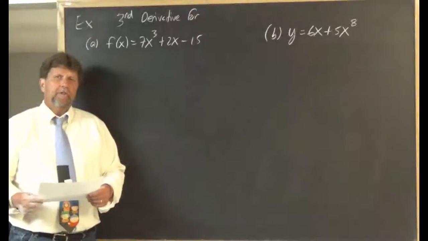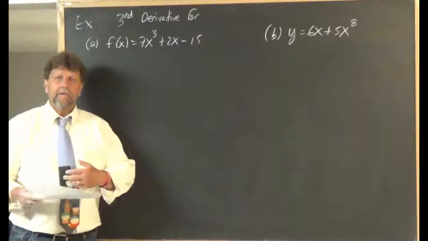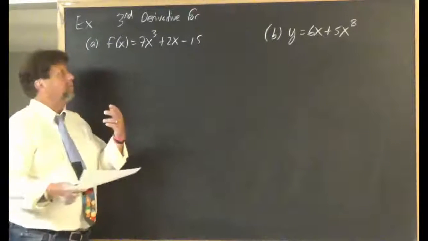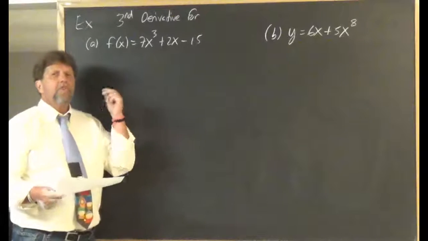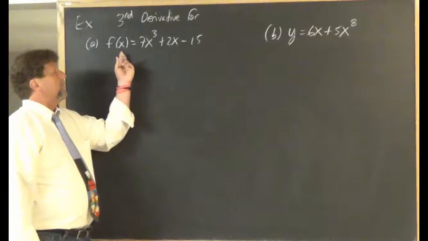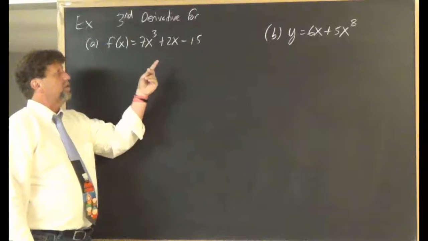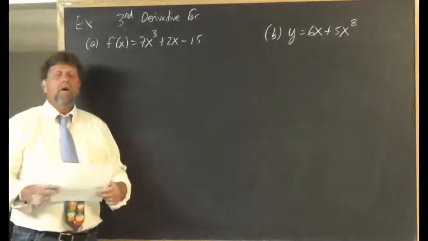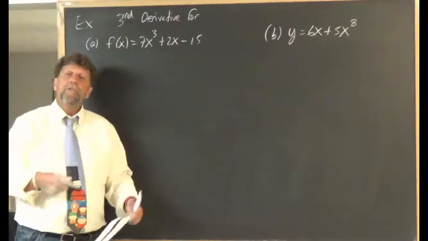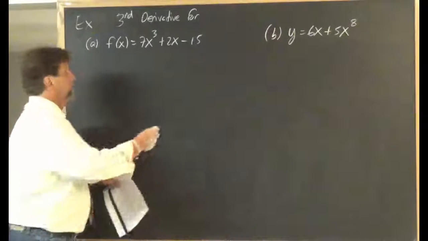All right, we just took a brief look at higher order derivatives. Keep in mind a higher order derivative just means derivative of a derivative. So for this example, it was find the third derivative for each of these functions. To get the third derivative for f of x equals 7x cubed plus 2x minus 15, we can't just immediately get the third derivative, we have to build up to it. So we have to first compute the first derivative.